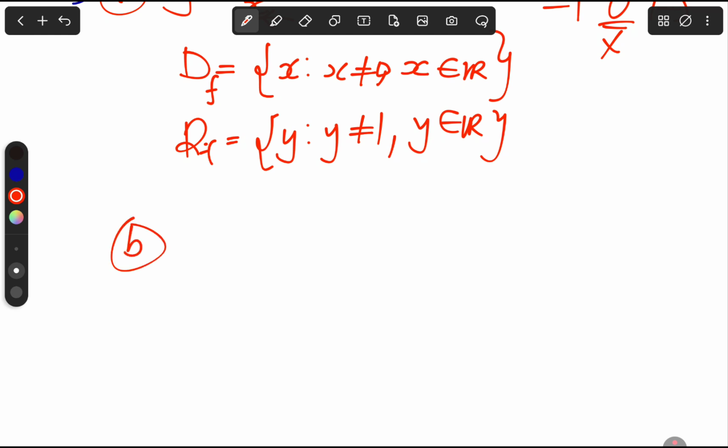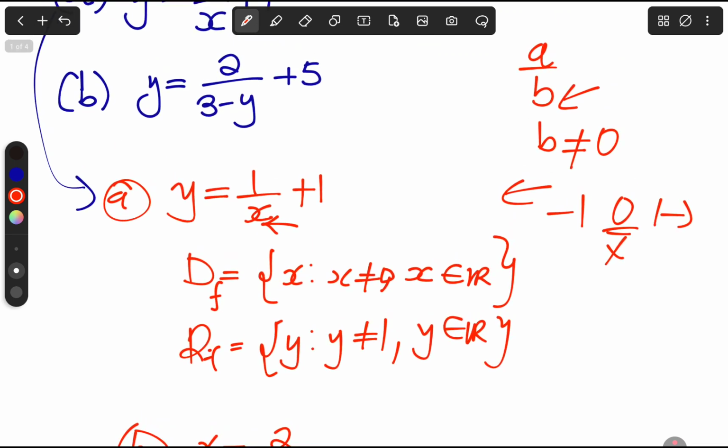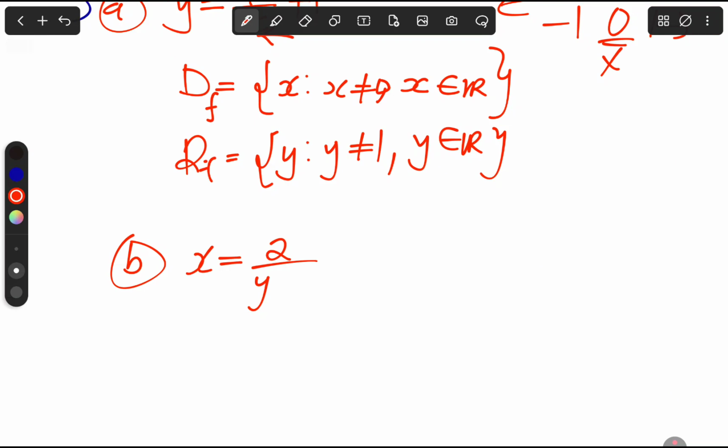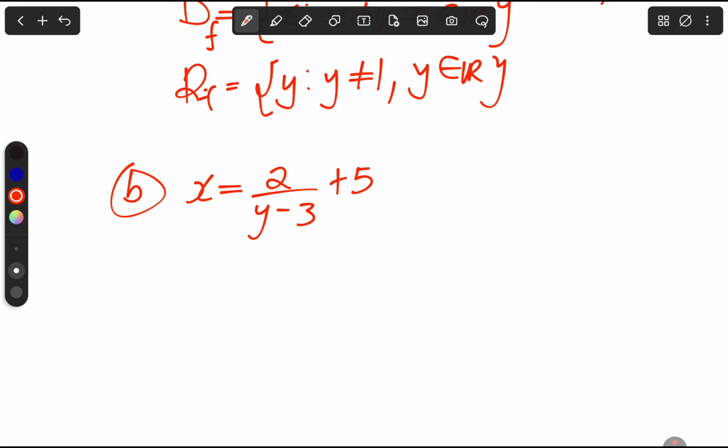B, we have y equal to 2 over x minus 3 plus 5. Well, look at this one. How do we do it? Well, we can first break this friend of ours down. How can we do this?